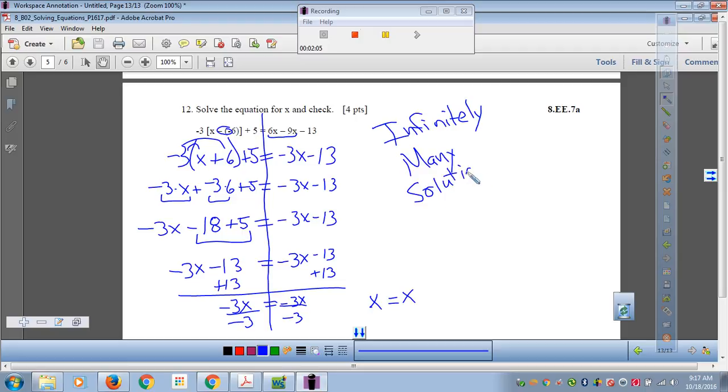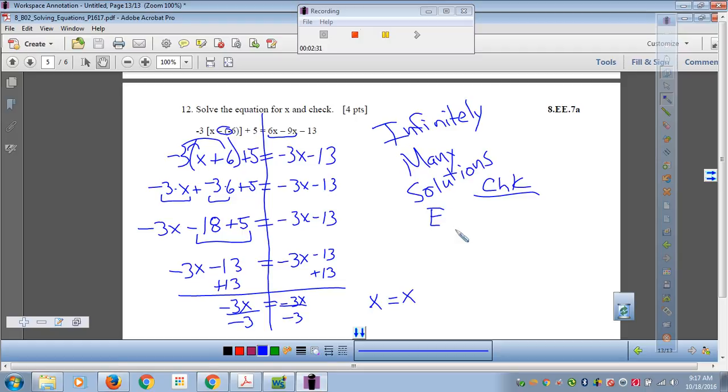Now, some of you might be saying, well, wait a second. This is a solve and check problem. That's right. Whenever you solve an equation, you can have one solution, no solution, or infinitely many solutions. In this case, we have infinitely many. And we can still do the check. You can just pick whatever number you want. Now, the check will not prove that it's infinitely many, but you can still do a check just to see if anything will work.